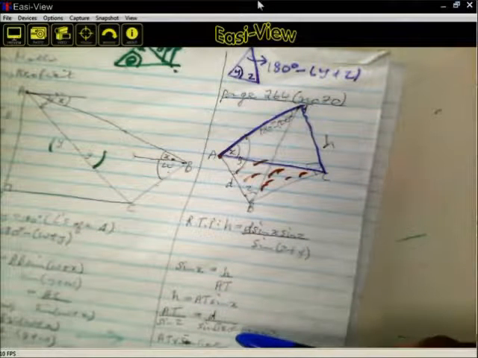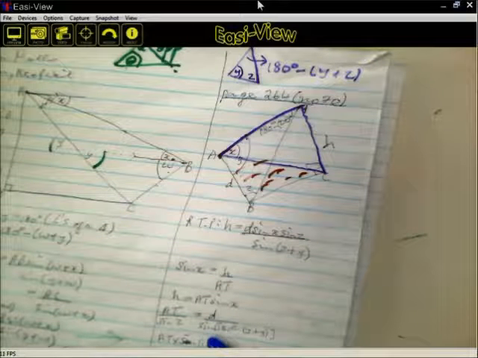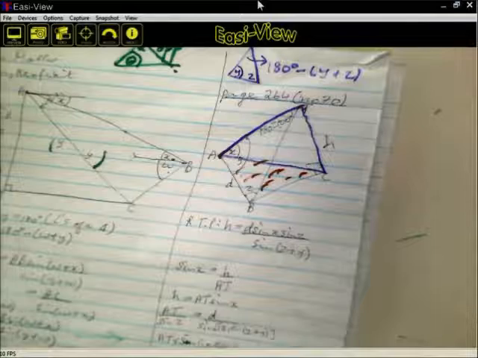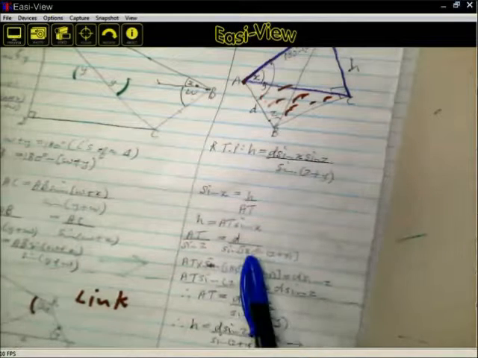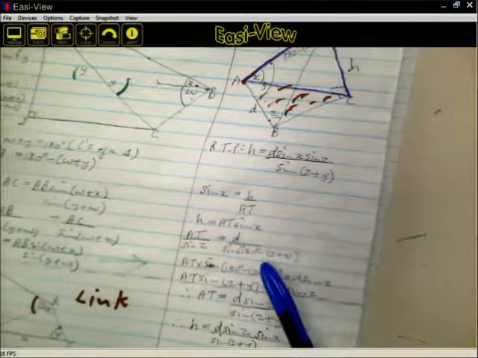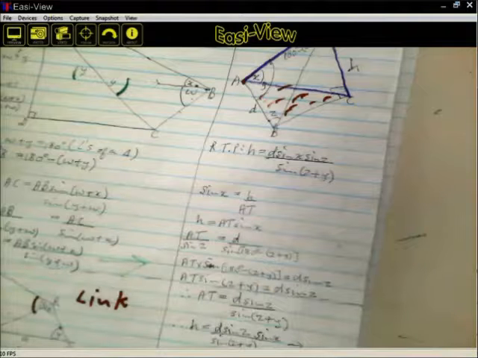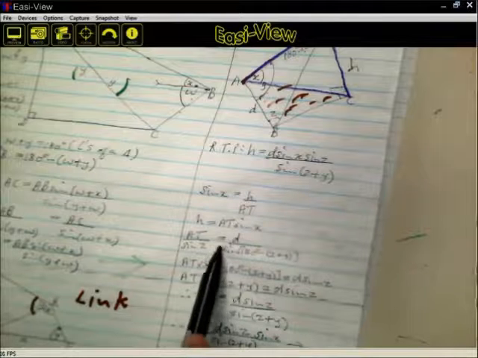Here I indicated it correctly. First, I didn't just go straight to sine z plus y. I indicated it as sine 180 minus z plus y. From which, if you cross multiply, I tried to be systematic here. If you cross multiply, then you have AT sine 180 minus z plus y is equal to d sine z.